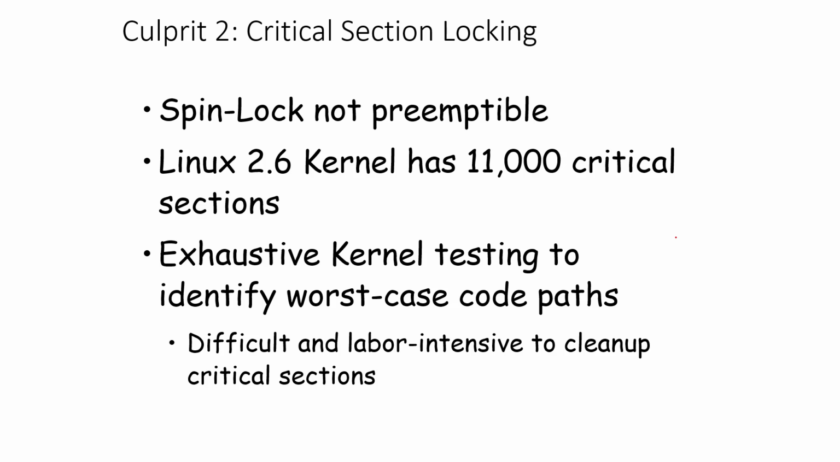Culprit 2 is basically dealing with locks. The primary problem, as we have discussed, is that a spin lock by nature is not preemptable. I want to revise that. If you preempt a process that is holding a spin lock, and something else executes, all the processes that are waiting on the lock will not be able to make progress. Why? Because the original process which was supposed to release it is not running.